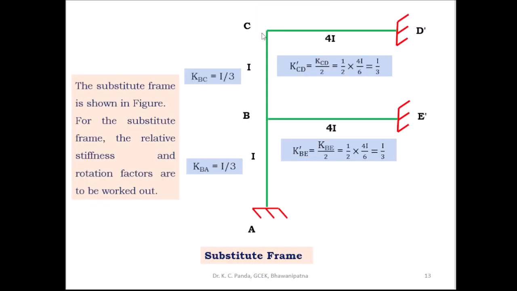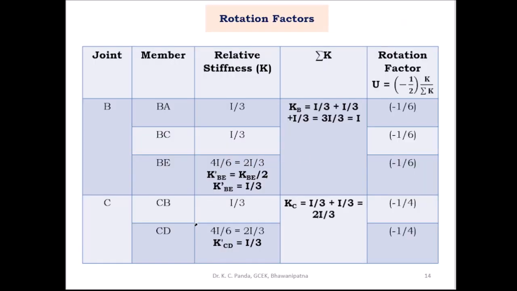Similarly, at joint C there are two members meeting, CB and CD dash. So here you take the relative stiffness of the members CB and CD dash. The relative stiffness of the member CB is equal to I by 3, and the relative stiffness of the member CD dash is equal to I by 3. So KC is equal to 2I by 3. This is the relative stiffness of the joint.